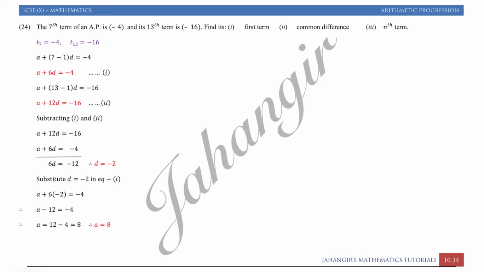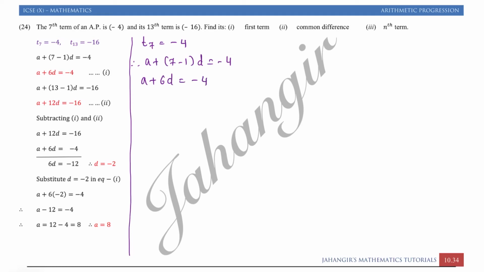Question 24. It's a similar pattern question. Here the 7th term is given as minus 4 and the 13th term is given as minus 16. You have to find the first term, common difference and nth term. So we will do it in the same pattern. We will first write T7 is equal to minus 4. So T7 I can write as A plus 7 minus 1 into D is equal to minus 4. A plus 6D is equal to minus 4. This is my first equation.